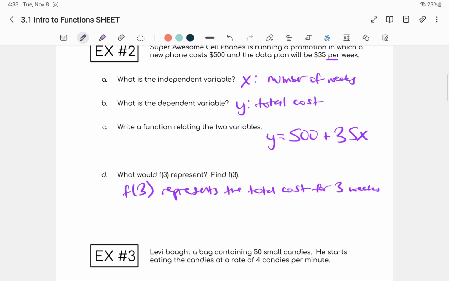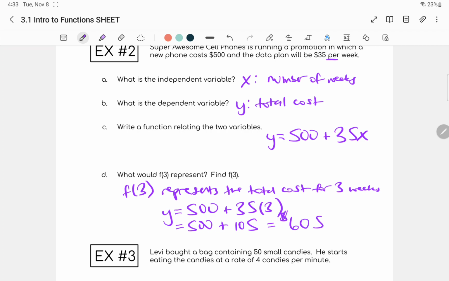Now I'm going to find it. So I have to plug in 3 for x. 35 times 3. 35 times 2 is 70, plus another 35 would be 105. And now 500 plus 105 is 605. So my total for 3 weeks is $605.